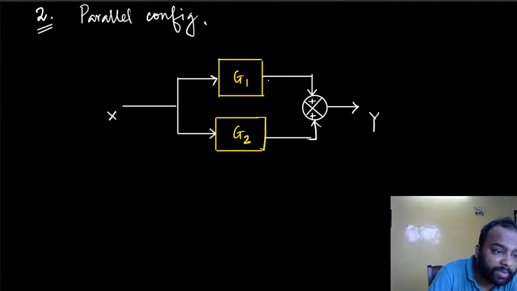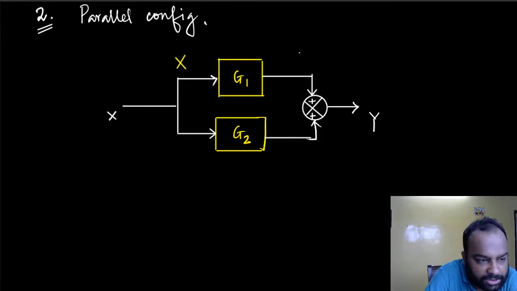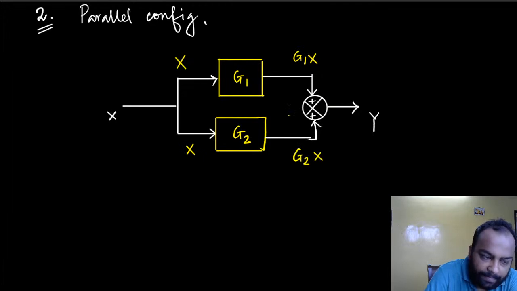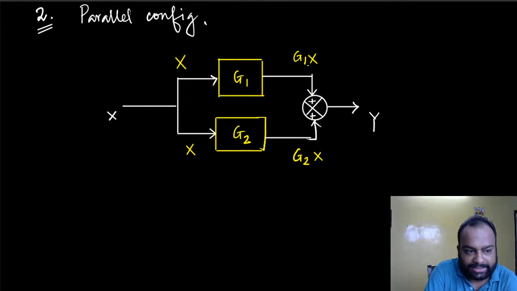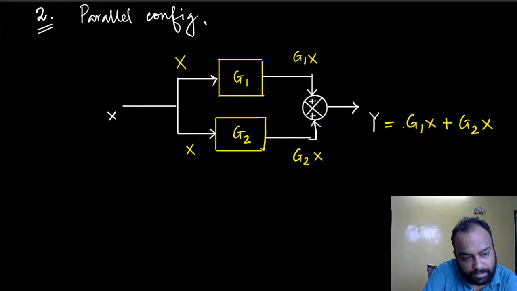Anyway, what signal is received by this system? Signal X. What is the output of this system? Of course, it is G1X. What signal is received by this system? That's X again. Output is G2X. And this is summing the two signals, G1X with G2X. So what is the output essentially? The output is G1X plus G2X. This signal is G1X and this signal is G2X, and these two are being summed up by this summing block.